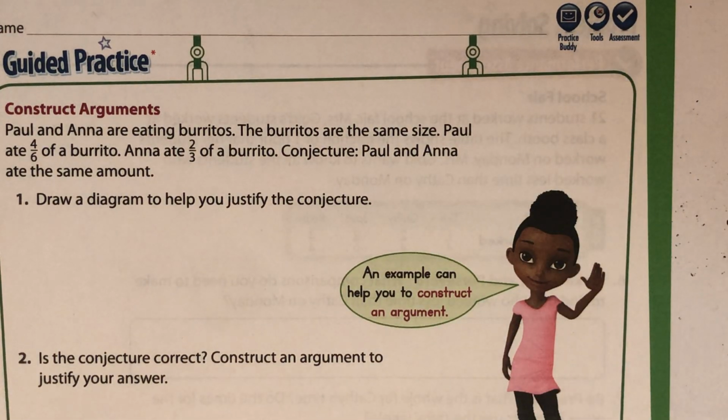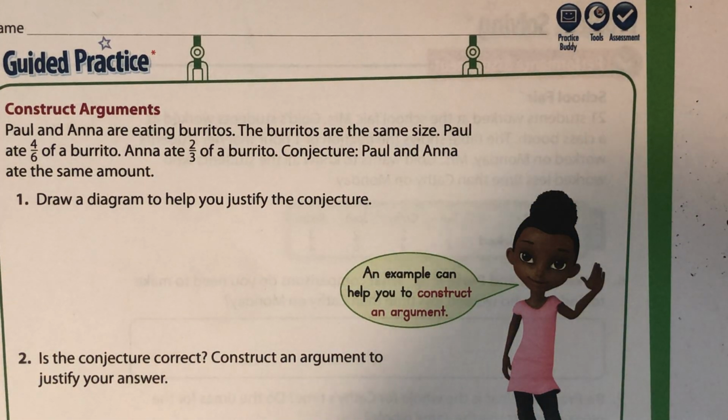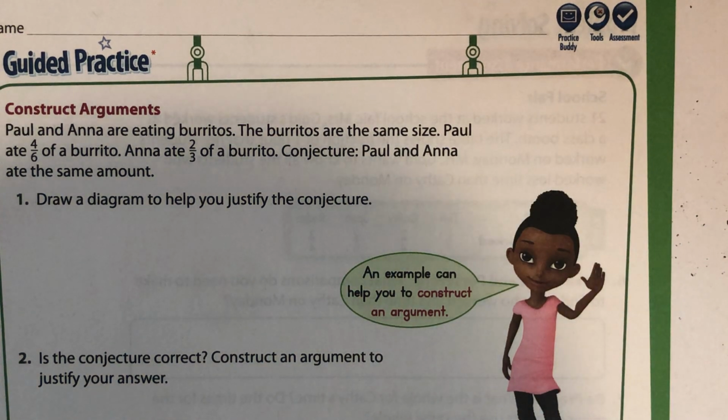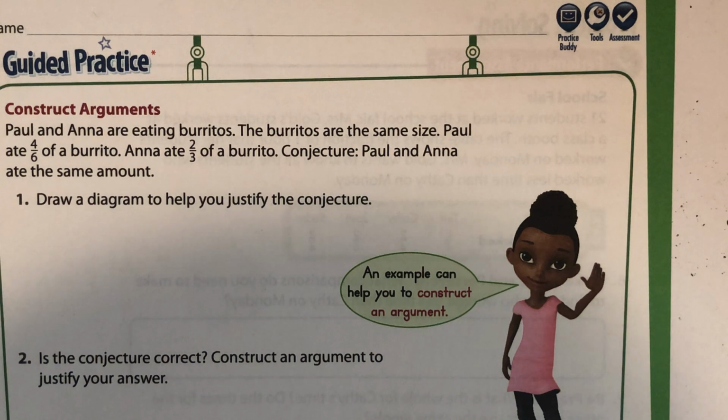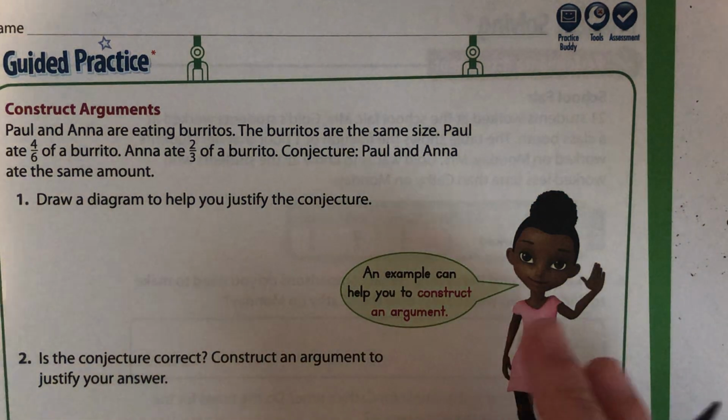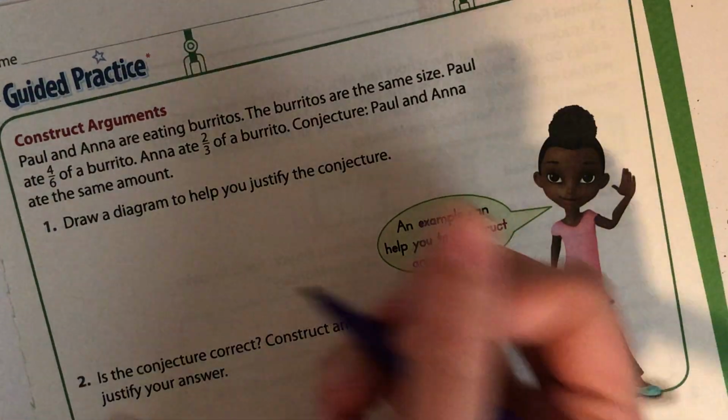Paul and Anna are eating burritos. The burritos are the same size. Paul ate 4/6 of a burrito, and Anna ate 2/3 of a burrito. Conjecture: Paul and Anna ate the same amount. Draw a diagram to help you justify the conjecture.